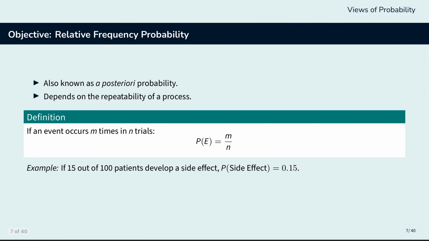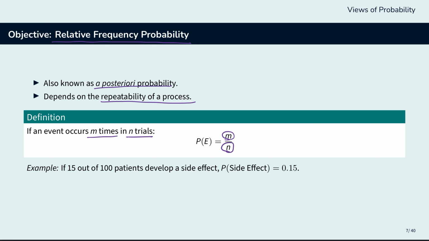The second one is the relative frequency probability, also known as a posteriori probability. It generally depends on the repeatability of a process. This means that if an event occurs m times in n number of trials, then the probability of that event is m, the number of times it has occurred, over n, the total number of trials.